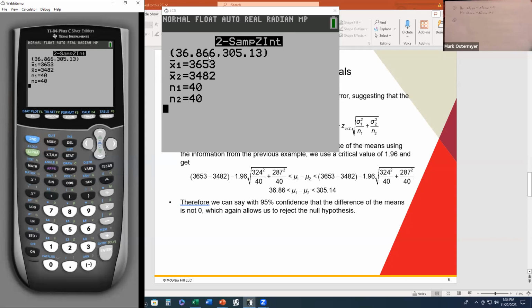Where you round these endpoints off is not going to make a bit of difference as to our overall conclusion regarding this confidence interval and what it's saying. Whether you call the lower endpoint 36 and the upper endpoint 305, or include these decimal digits, doesn't matter. The bottom line is 0 is still not going to be found in this confidence interval. Both endpoints are still positive, which suggests that the mean sodium intake of men exceeds that of women. So that's how we build a confidence interval for the difference between population means. You use the two sample z-int function.